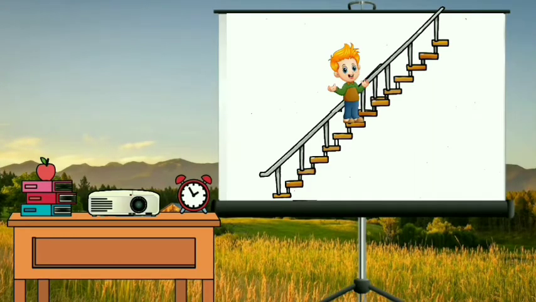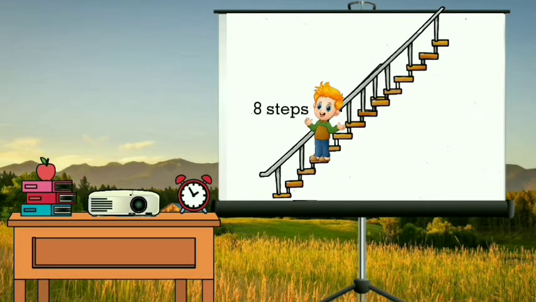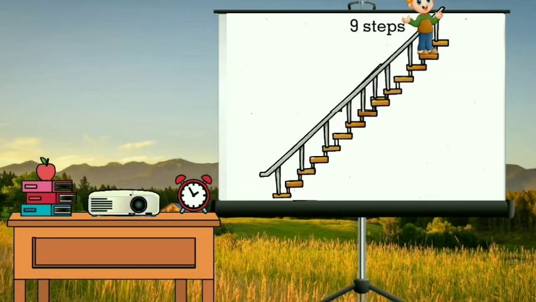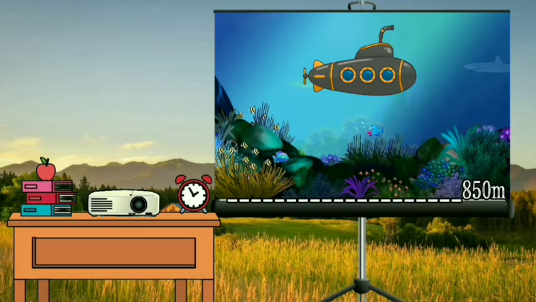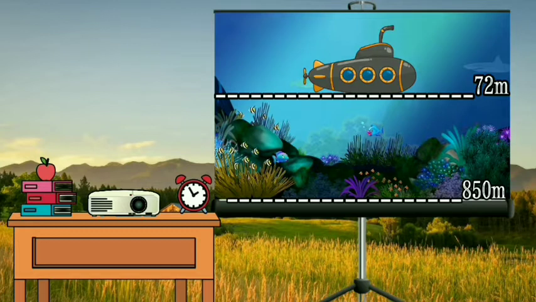Rayo walked 5 steps forward, 8 steps backward, 9 steps forward, and 3 steps backward. How many steps is Rayo from where he started? Number 2. A submarine was situated 850 meters below sea level. If it ascends 72 meters, what is its new position?